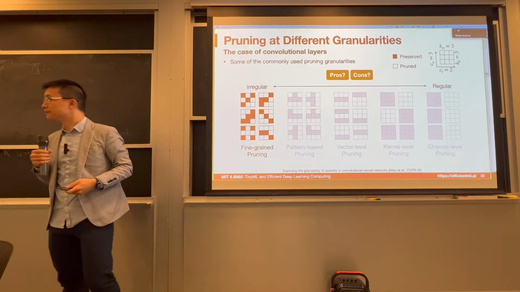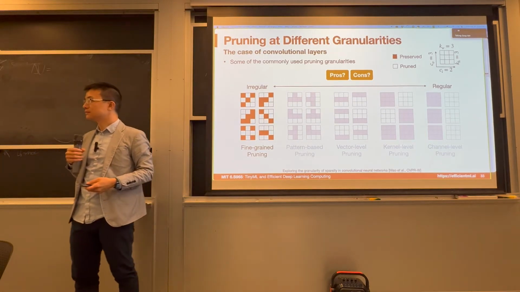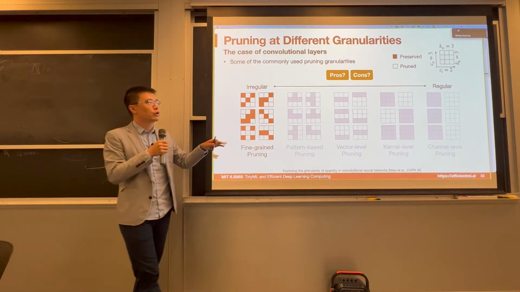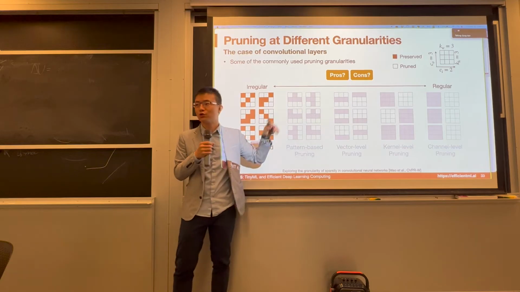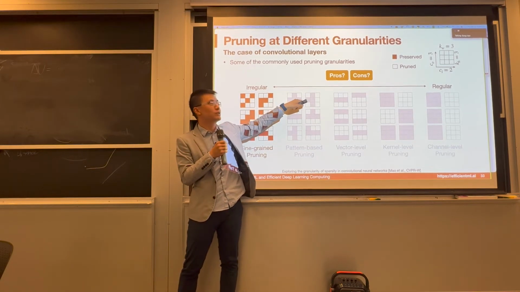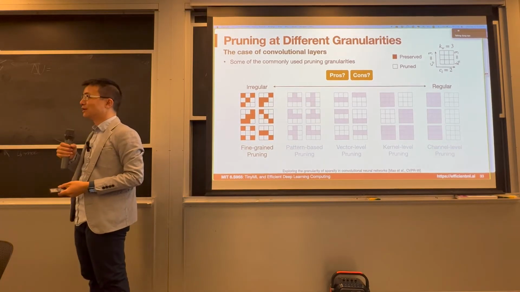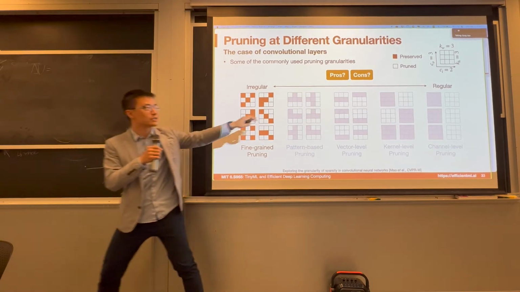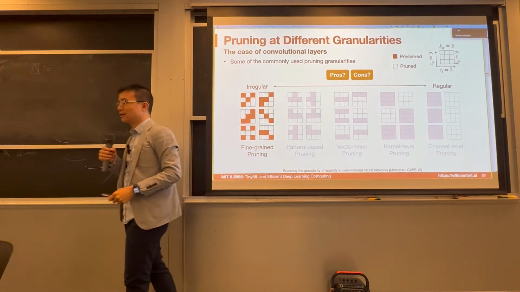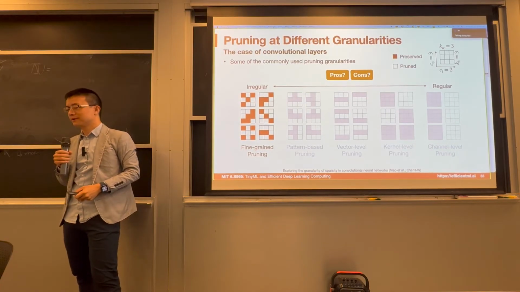Question: What's the advantage of pattern-based pruning? It doesn't really seem like you get much with the Tetris shapes like that. Okay, so we are repeating several patterns. You can hard code, for example, that these four elements are non-zero, so you can hard code each scenario. For example, these two can share the same kernel, so that you can have a very specialized inference engine to deal with that.